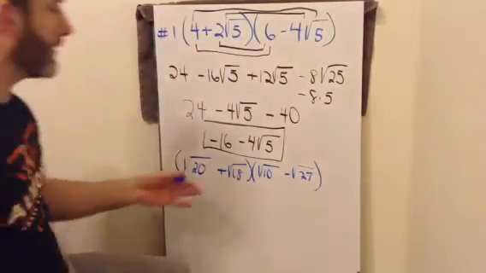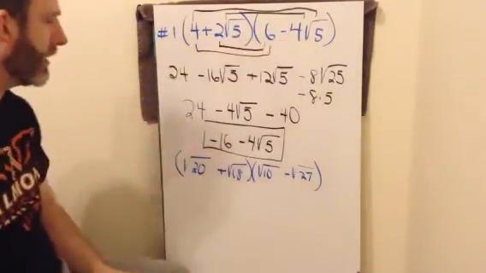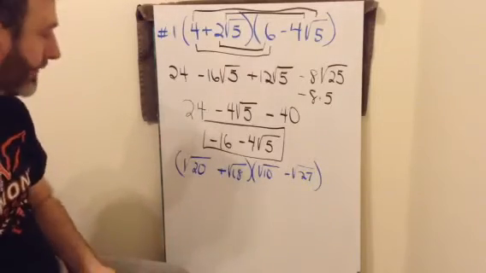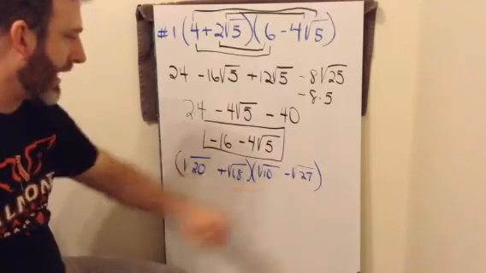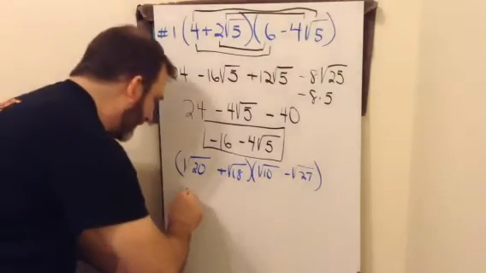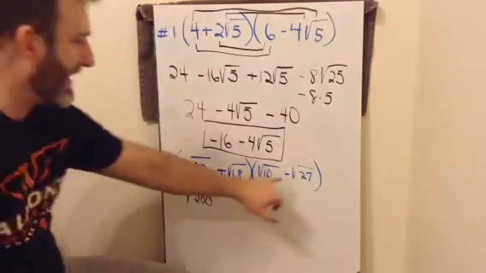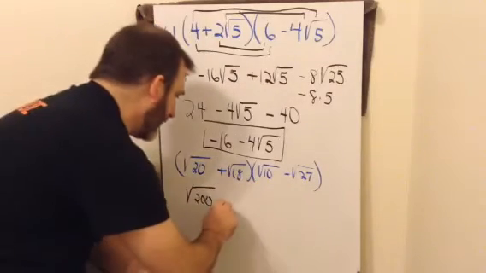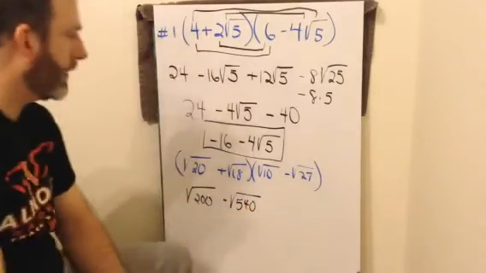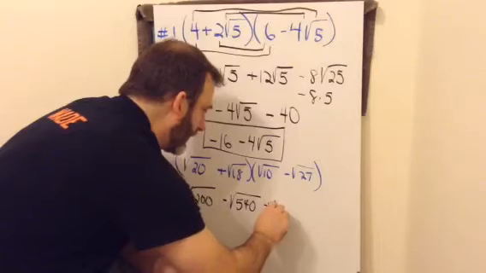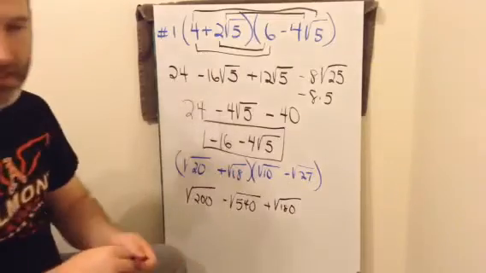Okay, now you can look to simplify within each one of these and make them look similar to what we have here, or we can just jump into the distribution. The index is matched, so we can multiply the radicands. Square root of 20 times square root of 10, we get the square root of 200. Square root of 20 times the negative square root of 27, we get minus square root of 540. 18 times 10, we get the square root of 180. 18 times 27.